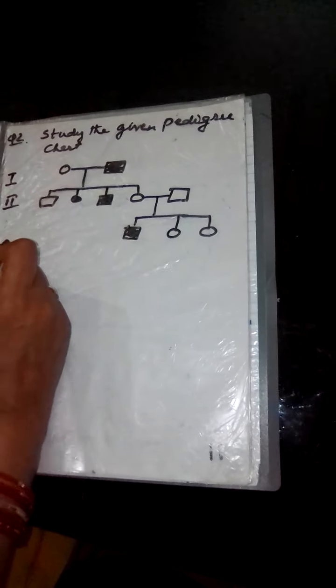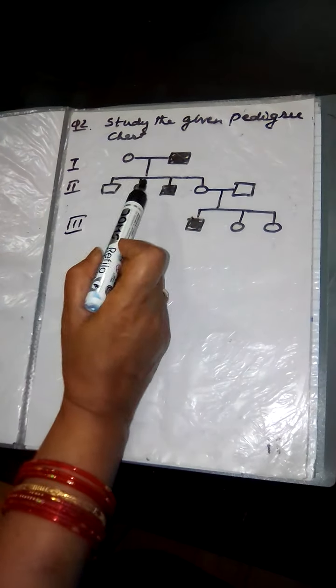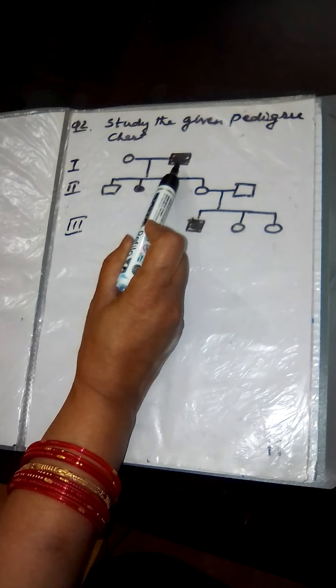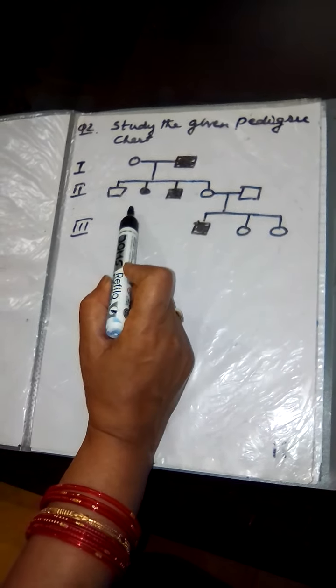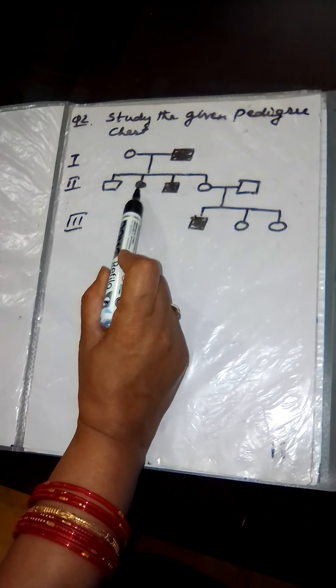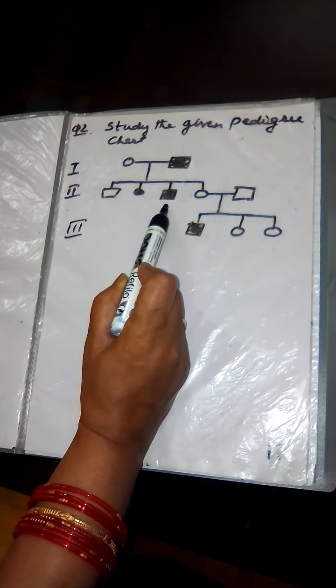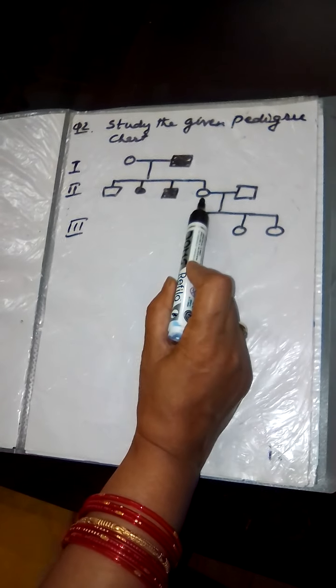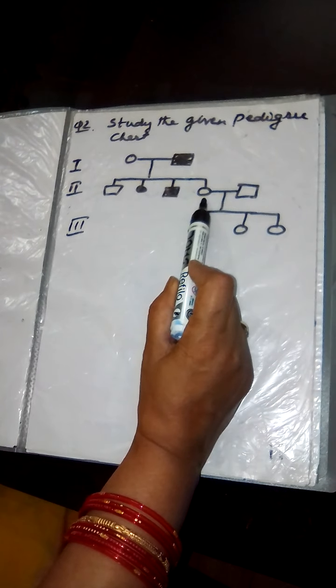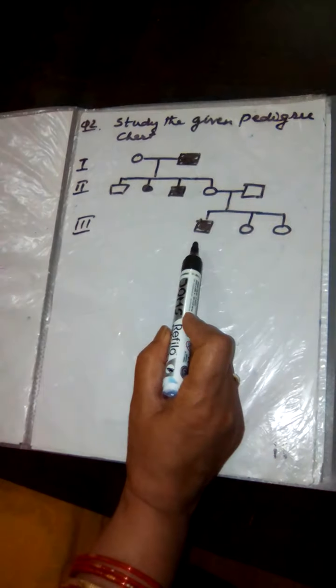Now this is the first generation. Can you see that the male is affected? In the second generation, this male and this female and male are affected, and this child is normal. When it marries a normal, in the next generation the disease appears. So what do you think? The first question is, is the trait recessive or dominant?